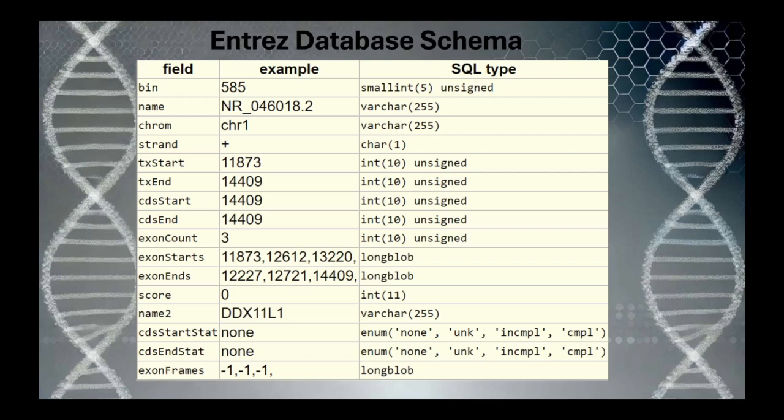Name2 stands for alternate, more human-readable name for the genes. CDS start stat stands for the status of the CDS start annotation, whether it's none, unknown, incomplete, or complete. Same for CDS end stat, it's the status for the end annotation. Finally, there is exon frames, which stands for the reading frame of the start for the CDS region of the exon. It is the direction of the transcript: 0, 1, or 2, or -1 if there is no CDS region.